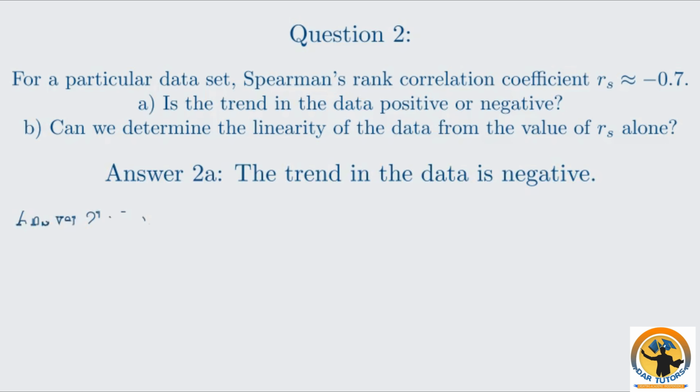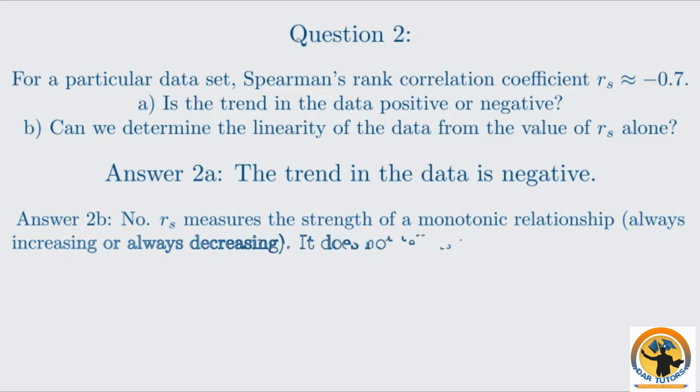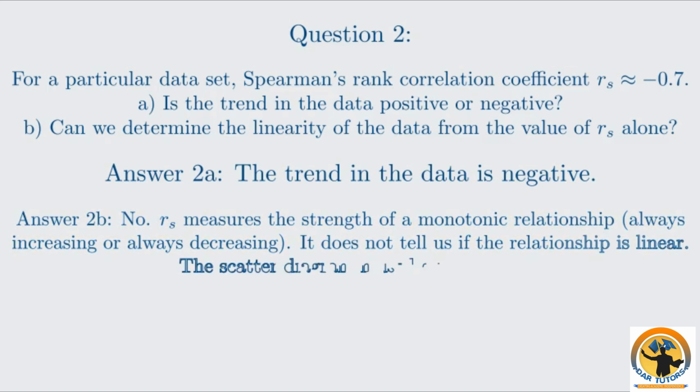For part B, the answer is no. We cannot determine linearity from rS alone. A high rS value simply means the relationship is a strong monotonic one. It could be linear, or it could be a strong curve. To determine if it's linear, we would need to look at the scatter diagram.